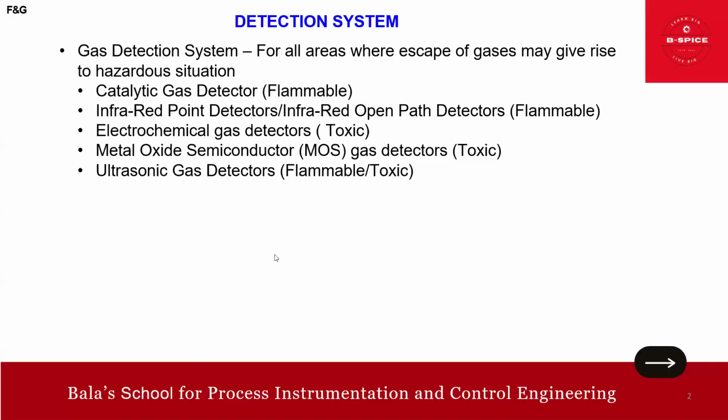Then next, ultrasonic gas detector. This is for flammable and toxic gases. It detects leaks of flammable or toxic gases by sensing the ultrasonic sound waves produced by the escaping gas. So let's see how it works. Again, sensing mechanism. As I highlighted, it actually uses sound waves. It uses microphones to detect the ultrasonic sound waves generated by a gas leak. The sound waves are typically in the frequency range of 20 kilohertz to 100 kilohertz.